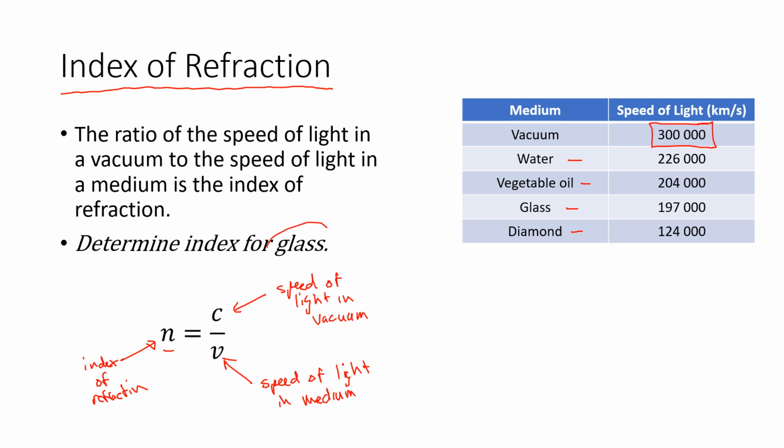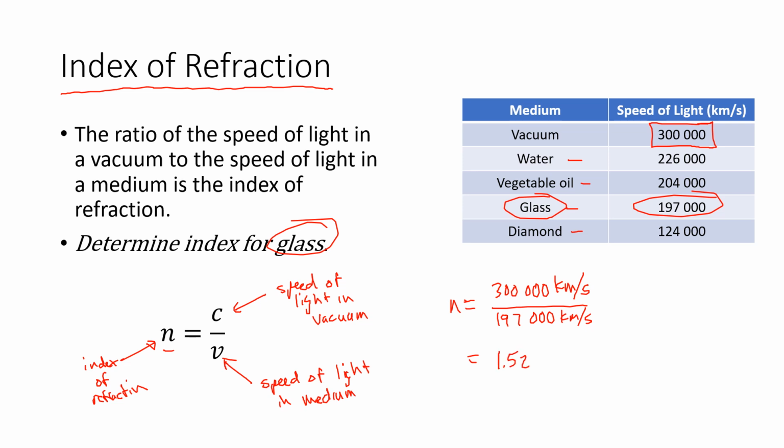So if we're going to work it out for glass, we'll say n equals, the c is 300,000 kilometers per second, which is really, really fast, out in space where there's nothing to impede it. And then for glass, it's 197,000 kilometers per second. And if you type that into your calculator, you should end up with 1.52. So the index of refraction, because the units are the same on the top and the bottom, they cancel out. So it's a unitless measure. All those units cancel out.